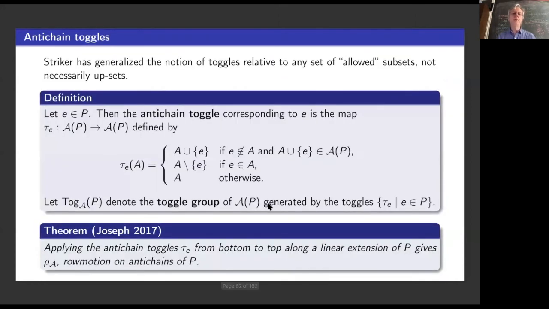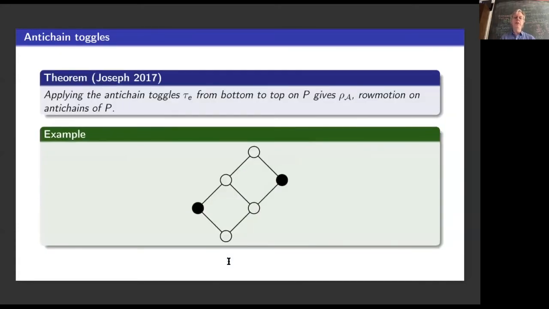So let's take a look at that for anti-chains. One difference between anti-chain toggling and order ideal toggling is that you can always toggle an element out of an anti-chain, because removing an element from an anti-chain always leaves you an anti-chain. So it makes the definition of toggling somewhat simpler, but then the relations between them get a little more complicated. Joseph showed in 2017 that if you apply these anti-chain toggles from bottom to top along a linear extension of P, that gives you row motion of anti-chains in slow motion.